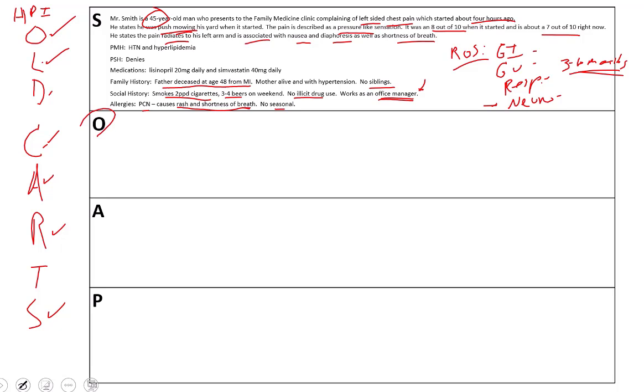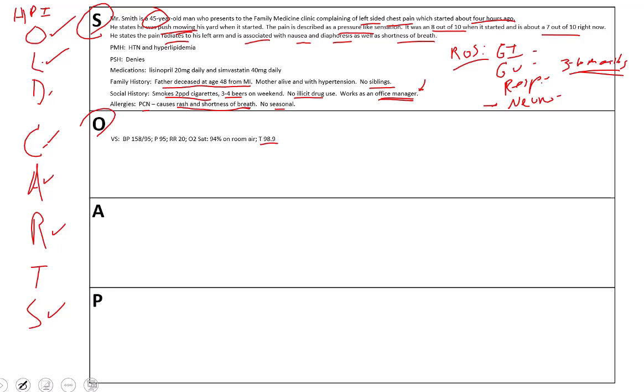O is objective. That's the stuff I see. That's going to include the vital signs, which gives me some important information. What do I think is going on subjectively with this patient? What does the history tell me? I got to certainly think about an acute MI. Let's look at his vital signs.